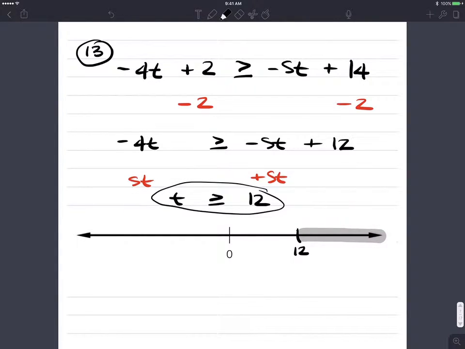These are numbers that are greater than 12. You're going to notice that we also have the equality sign. This is greater than or equal. So we're going to notate that we're going to have to include 12 in our graph by using the square bracket. What this means is to include the value of 12 as our solution, because t is greater than or equal to 12. This is the graph.